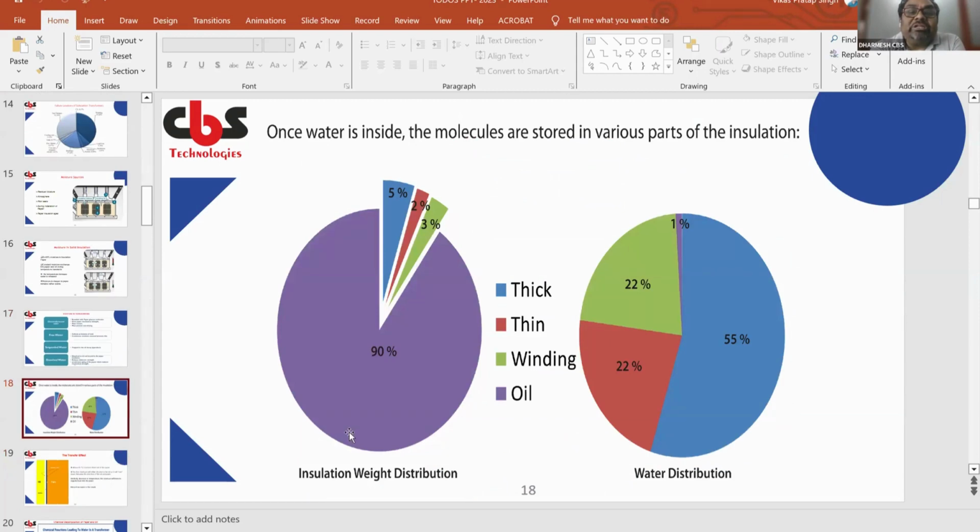Here you can see once water is inside, the molecules are stored in various parts of the insulation. Insulation weight distribution, you can say in 90%. Here it is oil, then in 22%. The water distribution there in the next, here you see is 55%. Next slide.